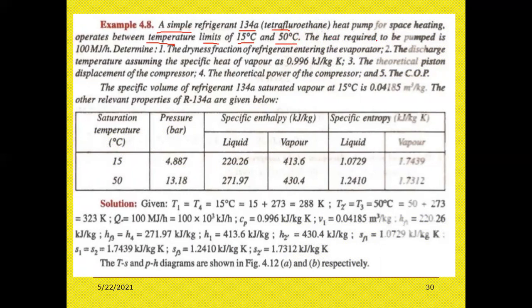The heat required to be pumped is 100 MJ per hour. Determine the dryness fraction of the refrigerant entering the evaporator, the discharge temperature assuming the specific heat of the vapor as 0.996 kilojoules per kg Kelvin, the theoretical piston displacement of the compressor, the theoretical power of the compressor and the COP. So this is the question.